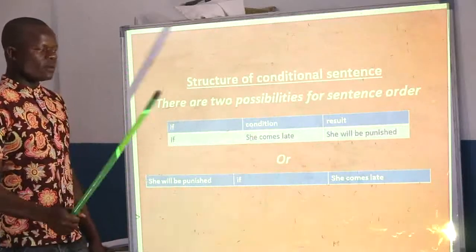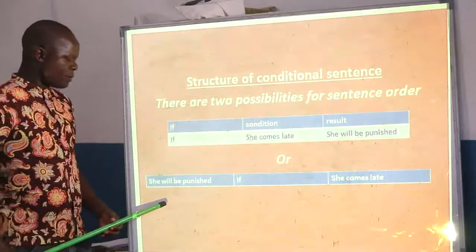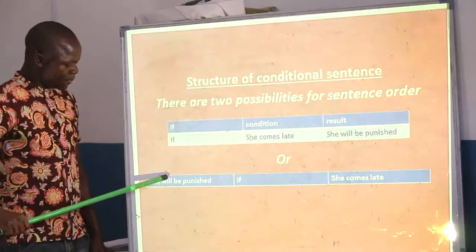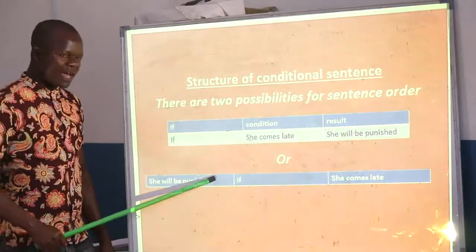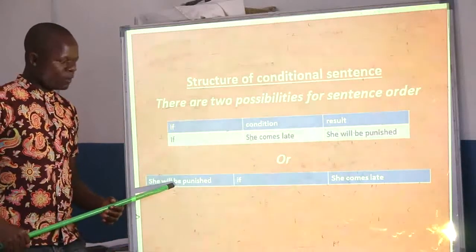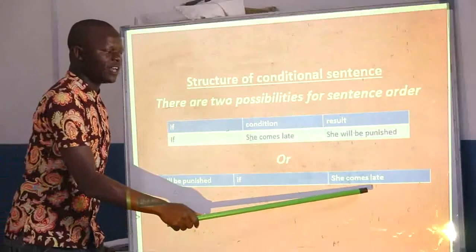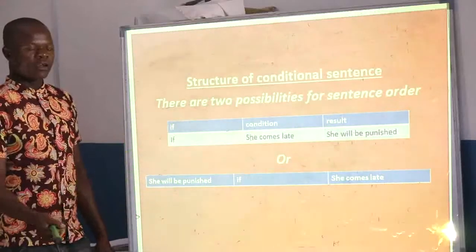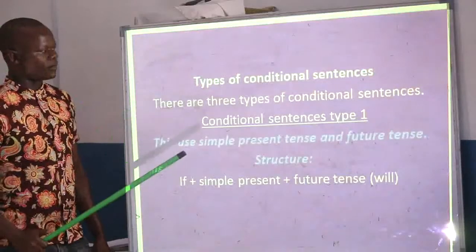Or sometimes you can twist the sentence whereby the results will appear first, as you can see here. She will be punished. Why is this person going to be punished? This person is going to be punished because she comes late. So that is why you need to fulfill a certain condition to get the results, as you can see.